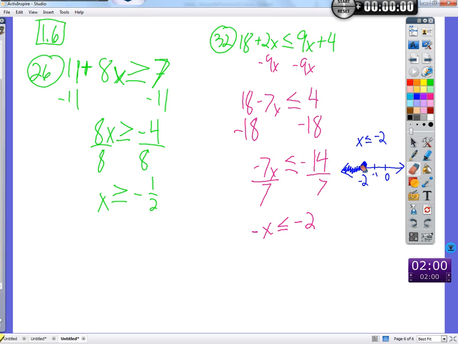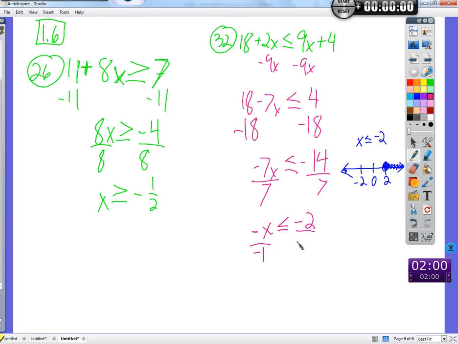So what we need x to be, if the opposite of x is going to be less than or equal to negative 2, then x needs to be bigger than or equal to positive 2. So here are the values of x at 2 and bigger than 2, so that when we take the negative value, we get something that's less than or equal to negative 2. So if x is 3, then the opposite of 3 is negative 3, which is less than negative 2. It flips that relationship.